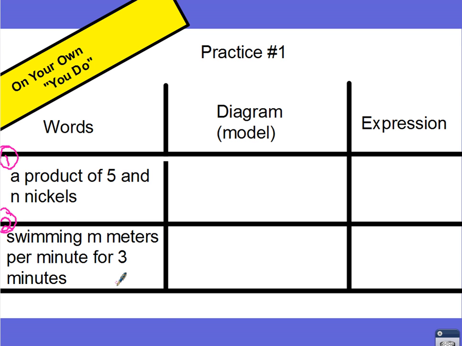So I first am going to kind of ignore the n nickels. Oh, wrong one. I was supposed to be highlighting it. I'm going to ignore my n nickels for right now. So a product. What word in here would be the word that you're going to put a box, because it's the word that tells you what to do? Product or nickels? Okay, hopefully you boxed up product.